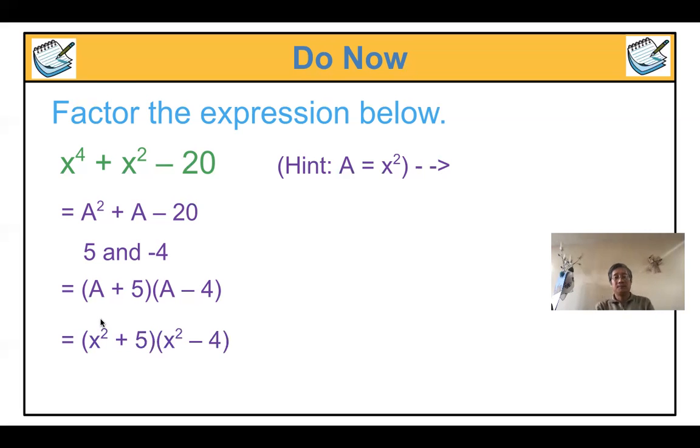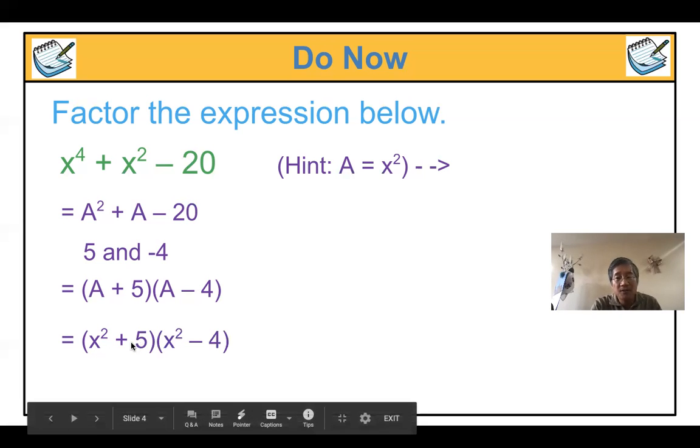Are we done? No. x squared plus 5: obviously, you cannot factor it anymore, because x squared cannot become negative 5, right? Any number squared cannot be negative. To make it 0, it should become negative 5, but you cannot make it. But x squared can be positive 4. 4 minus 4 becomes 0. So x squared equal to 4.